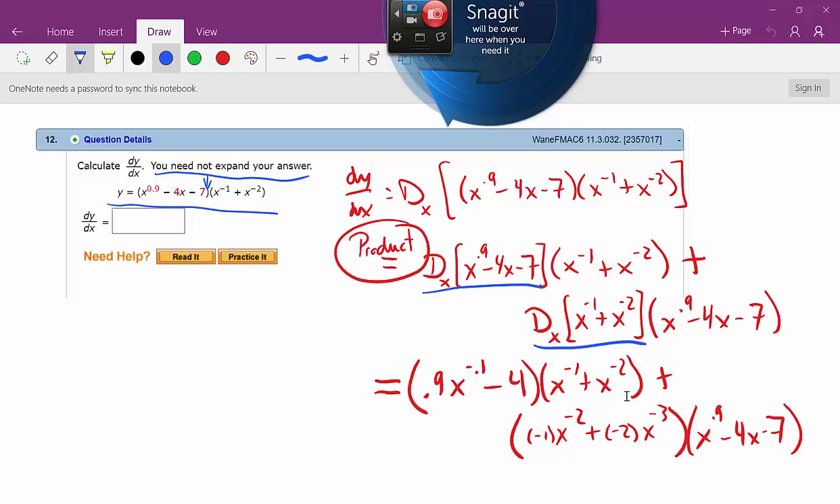The derivatives themselves are pretty straightforward. We bring the 0.9 down in front, reduce the power by 1. And the derivative of negative 4x is just negative 4. Over here, the derivative of x to the negative 1, we bring the negative 1 down, reduce the power by 1, and so on and so forth. If you have any questions, please let me know.